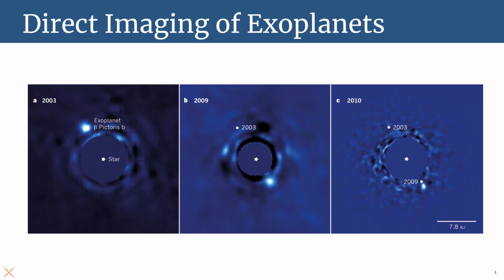So just a brief overview of direct imaging. This technique involves using a coronagraph to block out a star's light and image a planet. So here you can see Beta Pic b imaged over multiple epochs.